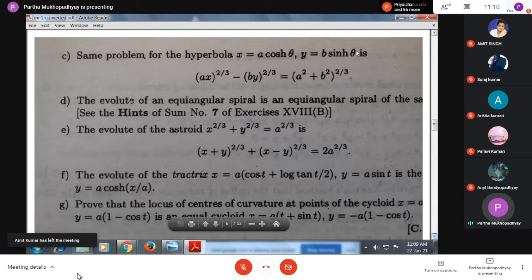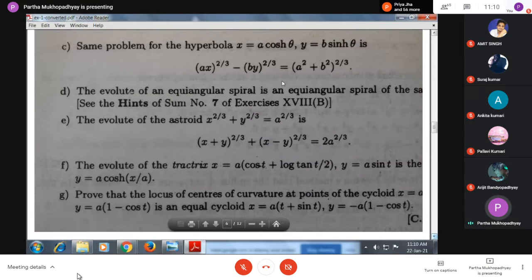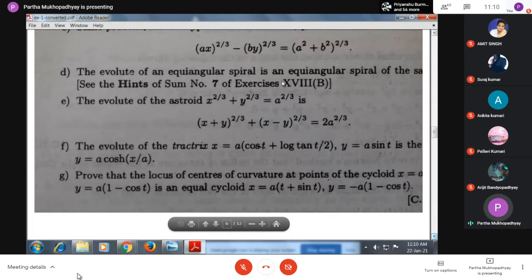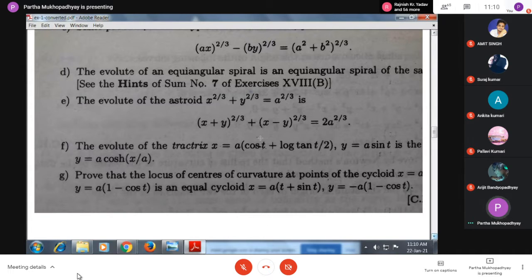So prove that the locus of the center of curvature at points of the cycloid x is equal to a of t minus sin t, and y is equal to a of 1 minus cos t, will be another equal cycloid, x is equal to a of t plus sin t, y is equal to minus a of 1 minus cos t. That means you have to show that the evolute of this cycloid is another cycloid, which is given by this parametric equation, x is equal to a of t plus sin t, y is equal to minus a of 1 minus cos t.